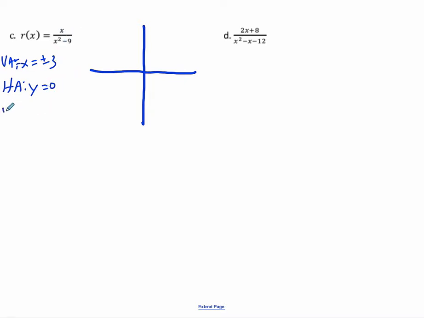And the y-intercept is going to be, plug in 0, you get 0, so it's going to be (0, 0), and the x-intercept as well is going to be the same. So it's going to go through this point. Let's draw in these asymptotes.